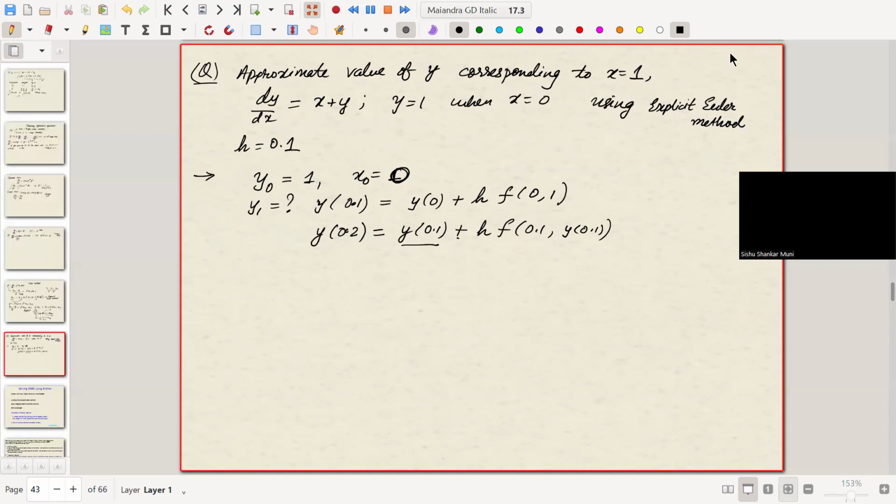So y naught equals 1 when x naught equals 0. Yeah. So can you see that we are slowly advancing to increasing values of x? We are predicting the value of y at different values of x. We are marching ahead, right? Same way, you have to find till y of 1.